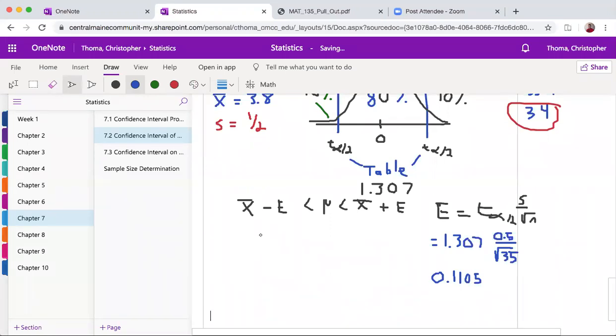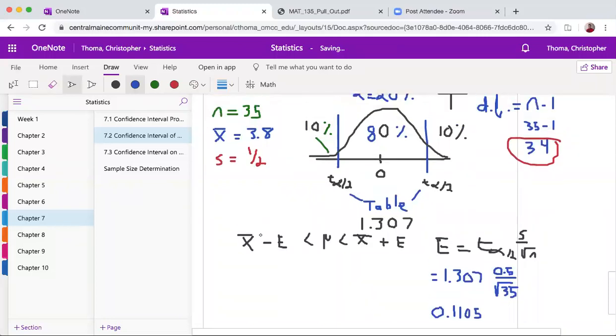So now I go back and put my numbers into the first formula. So x bar was 3.8. My error is 0.1105, which is less than the mean, which is less than 3.8 plus 0.1105. Draw a little line here so that these are separate.